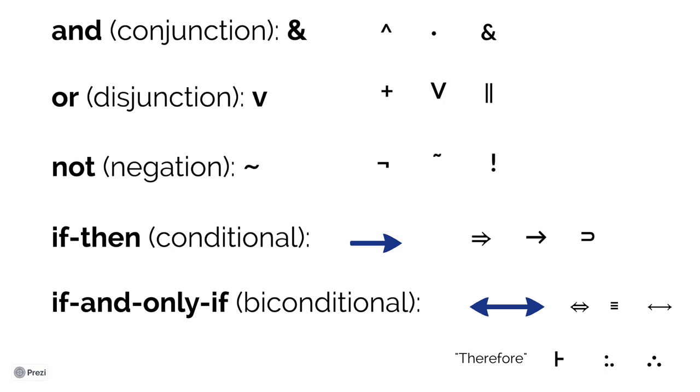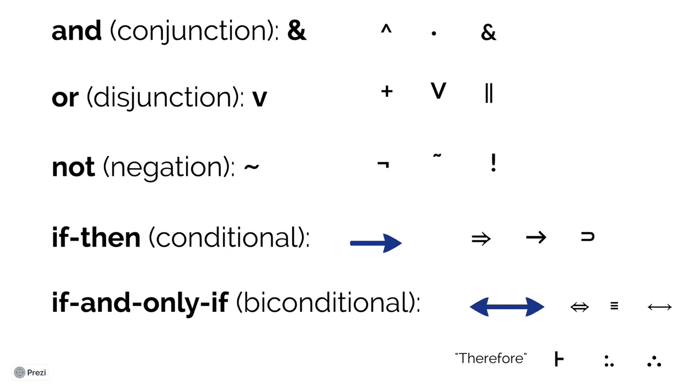The main thing you have to know for this course is that we will use the ampersand for and, and the symbol that looks like a V for or. Next is negation. There are a few ways to symbolize this. Most commonly is either what's called the negation symbol or a tilde. In this course, we will use a tilde.